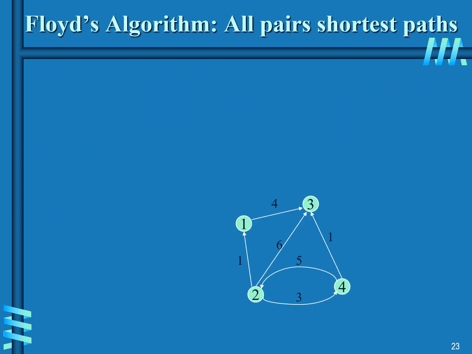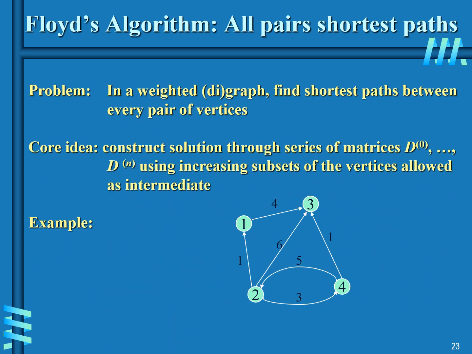Hi all, in this lecture video we are going to discuss Floyd's algorithm, that is the all pairs shortest path problem using dynamic programming. First let me define the problem, that is the all pairs shortest path problem. In a given weighted digraph, find the shortest path between every pair of vertices.